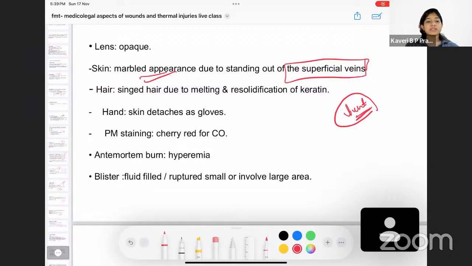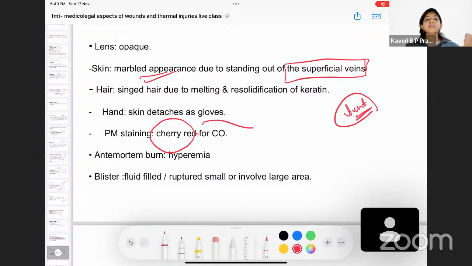And whenever you touch any part, like for example a hand, the skin can be easily detached from the hand, and the color of the body is going to be cherry red. Why is the color going to be cherry red? Because of the formation of carbon monoxide. So you have to always remember the different colors of the body. For example, in poisoning with carbon monoxide, the body is going to look cherry red in color. These are the various hypostasis colors that you have to know, and these can come for your MCQ exams as well.